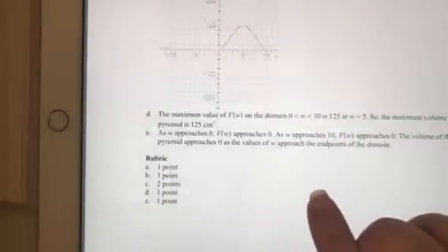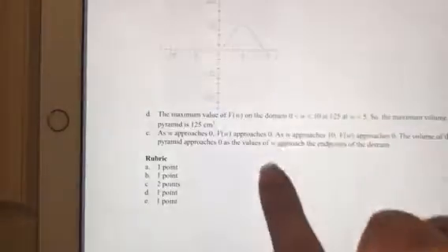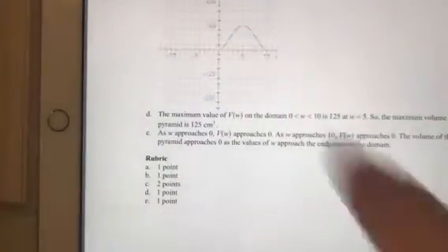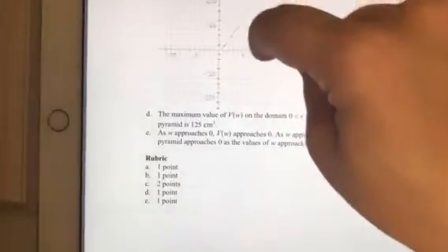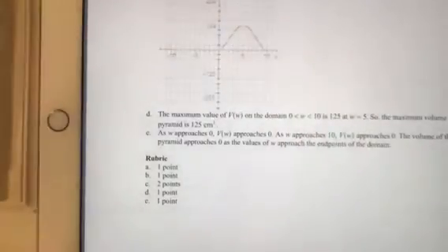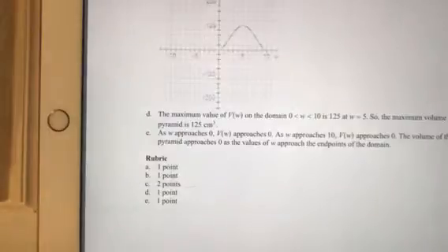So it says as W approaches 0, the volume approaches 0. As the W approaches 10, because we said that was the end of our reasonable domain, it was reaching 0 again. The Y value was going to 0. So the volume of the pyramid approaches 0. The values of W approach the endpoints of the domain. That's all they're telling you there.